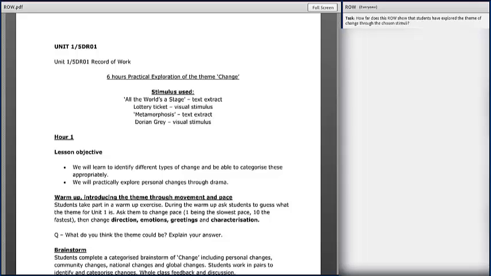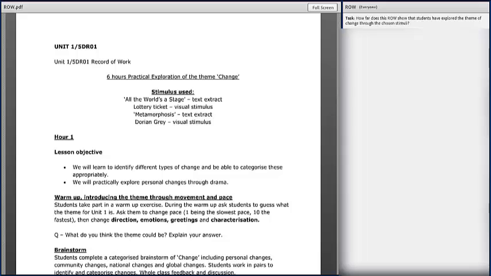And the question that I want you to consider as you read through this is, how far does this record of work show that students have explored the theme of change through the chosen stimuli? Okay, so hours 1, 2 and 3. You've got the stimulus materials listed at the top and the activities that follow. There may be questions related to the record of work that you want to bring up, which you can type into the chat window. Equally, there may be comments that you wish to make that can add to or extend our open question.